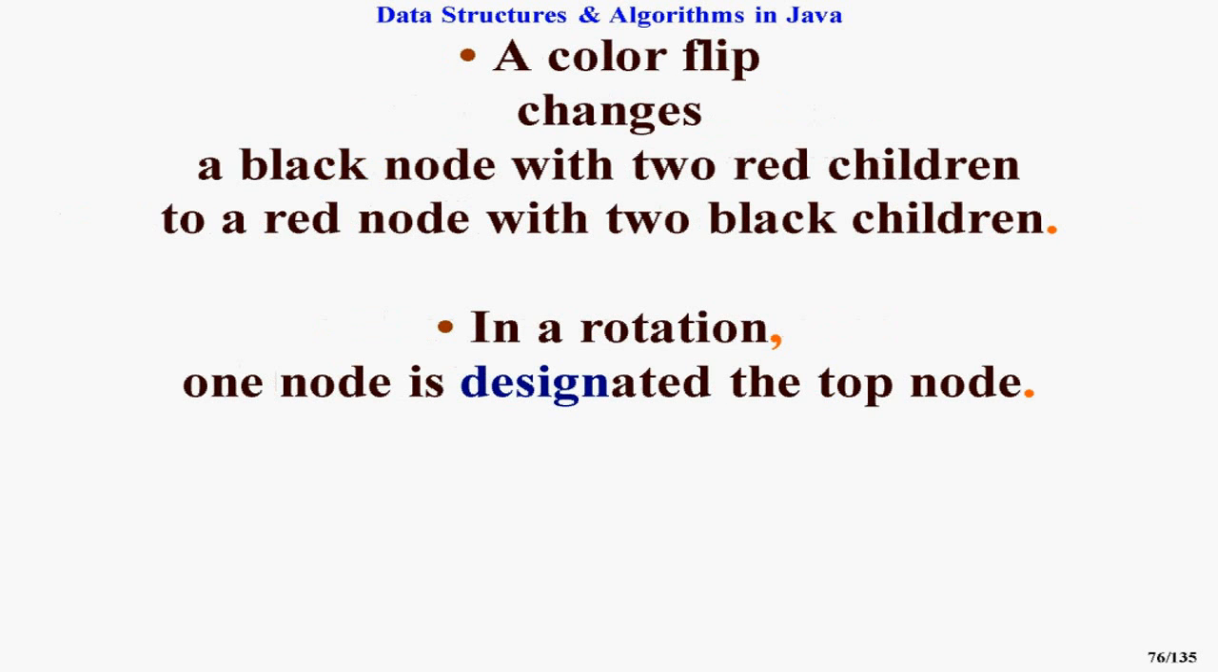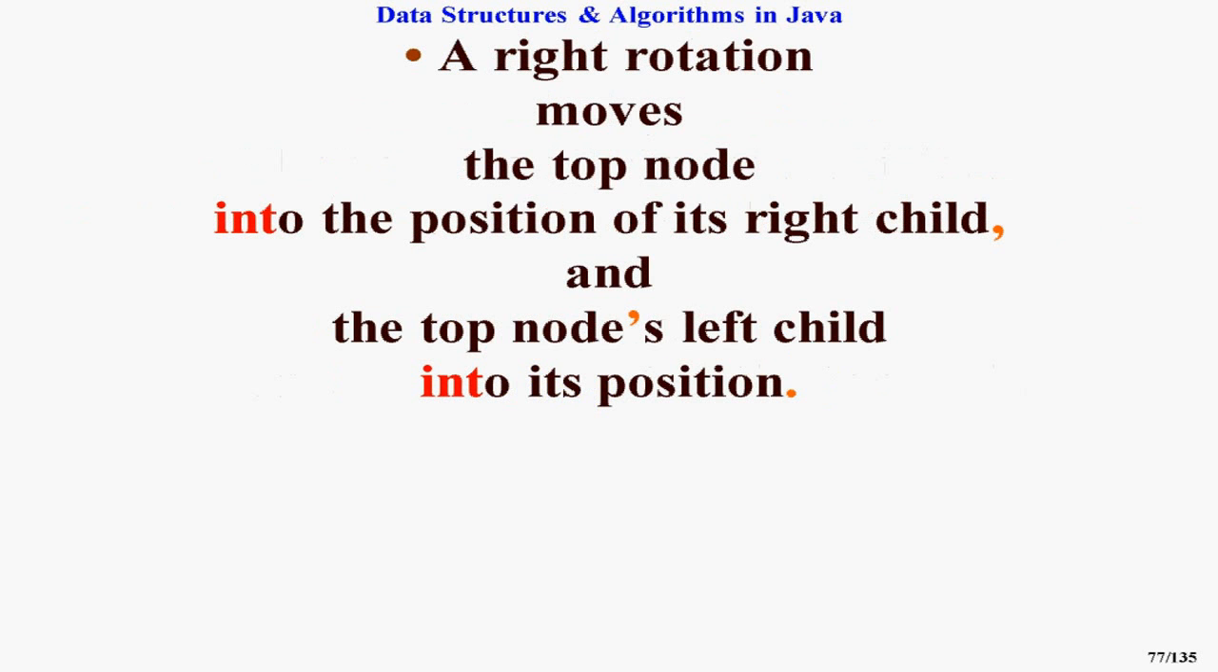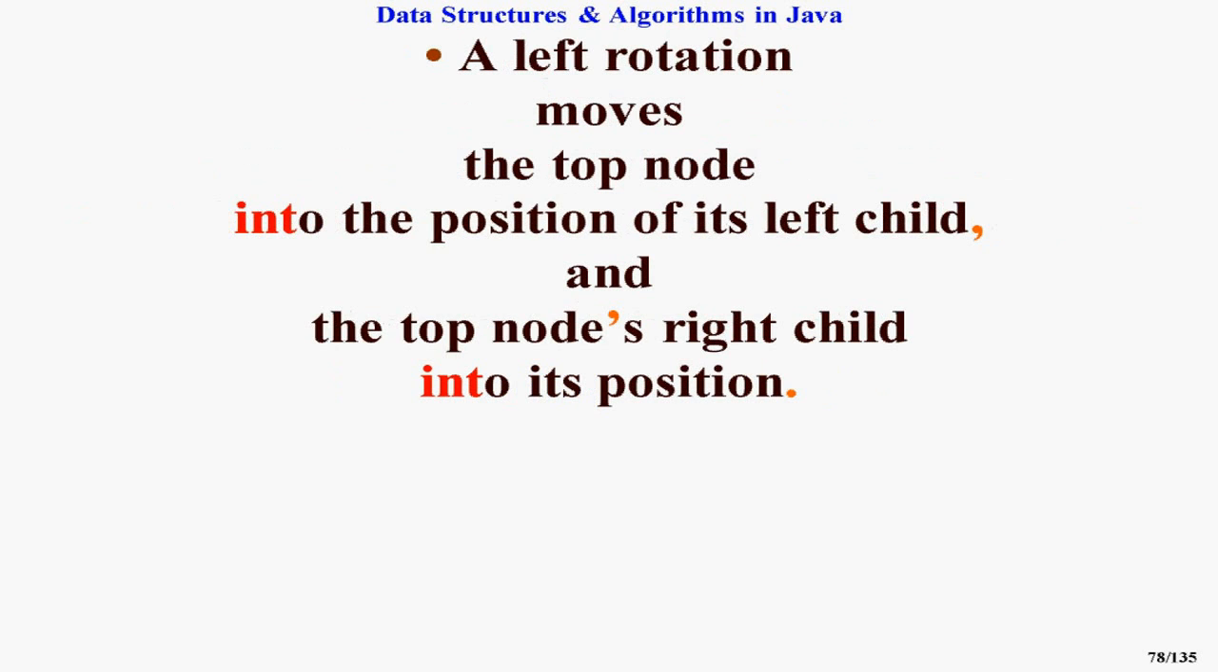A color flip changes a black node with two red children to a red node with two black children. In a rotation, one node is designated the top node. A right rotation moves the top node into the position of its right child, and the top node's left child into its position. A left rotation moves the top node into the position of its left child, and the top node's right child into its position.